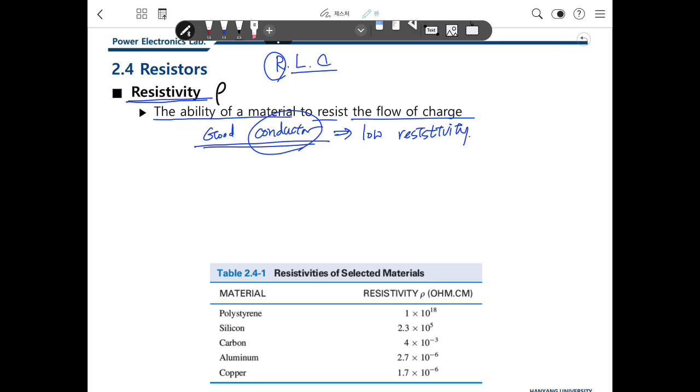For example, in the silicon case, the resistivity ρ is 2.5 times 10 to the power 5. But for copper, this is very small, so copper is a very good conductor. Aluminum is quite a good conductor. But in the case of silicon, it is a very bad conductor.